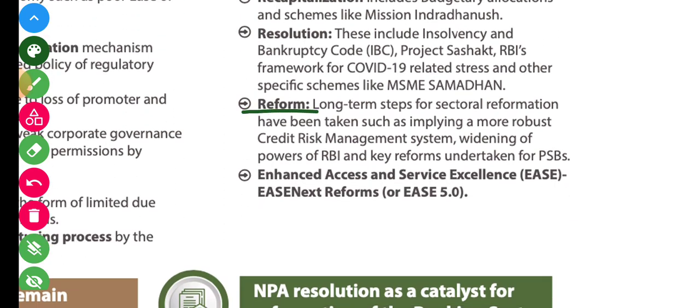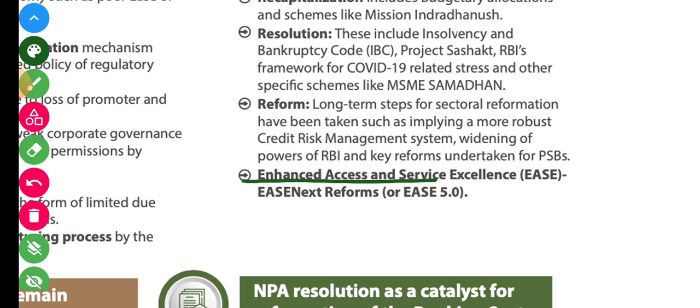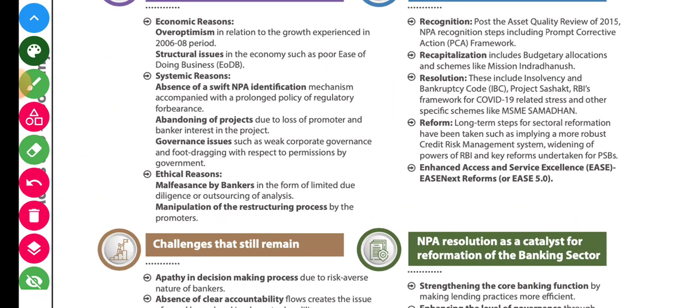Reform: long-term steps for sectoral reformation have been taken such as implementing a more robust credit risk management system, widening of powers of RBI and key reforms undertaken for public sector banks, enhanced access and service excellence, EASE reforms 5.0. So keep this in mind.